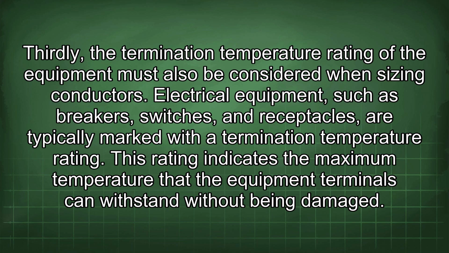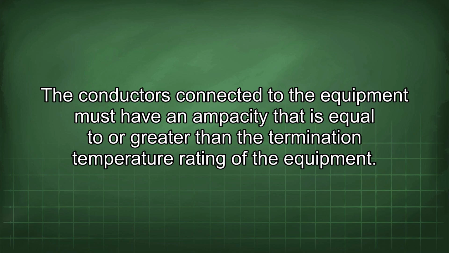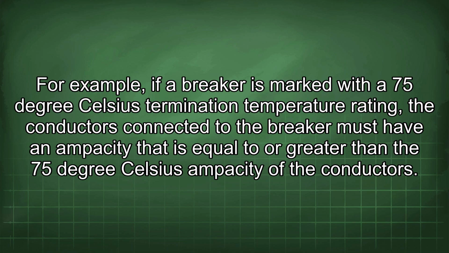Thirdly, the termination temperature rating of the equipment must also be considered when sizing conductors. Electrical equipment, such as breakers, switches, and receptacles, are typically marked with a termination temperature rating. This rating indicates the maximum temperature that the equipment terminals can withstand without being damaged. The conductors connected to the equipment must have an ampacity that is equal to or greater than the termination temperature rating of the equipment. For example, if a breaker is marked with a 75°C termination temperature rating, the conductors connected to the breaker must have an ampacity that is equal to or greater than the 75°C ampacity of the conductors.